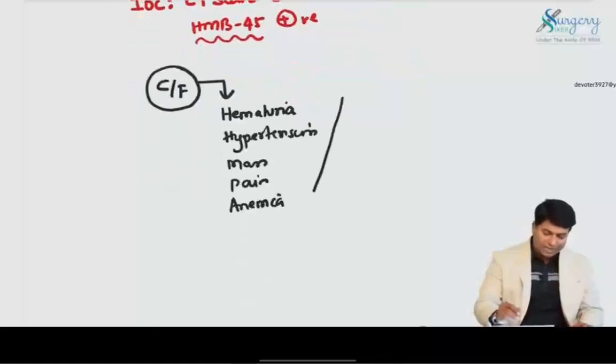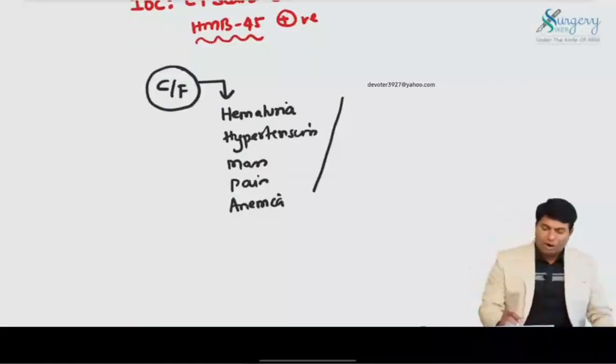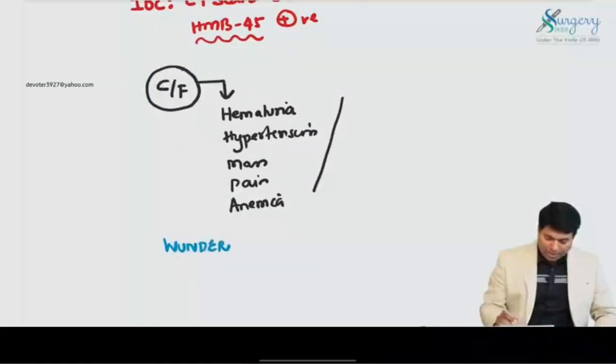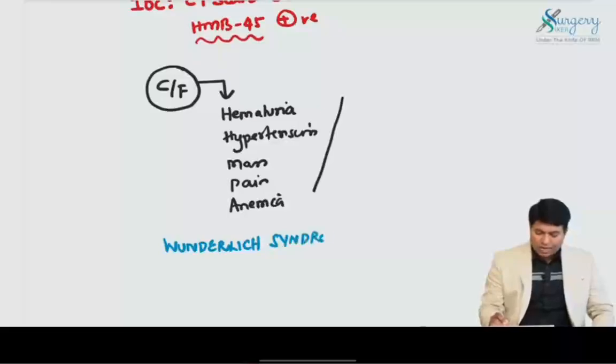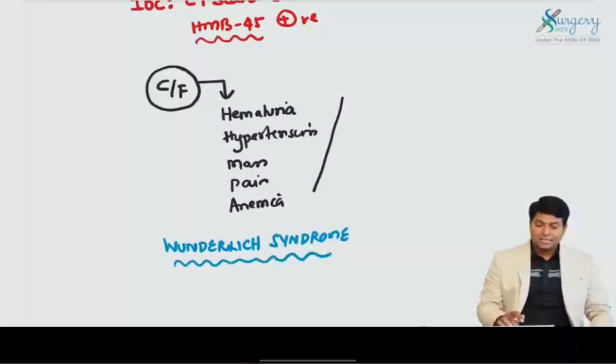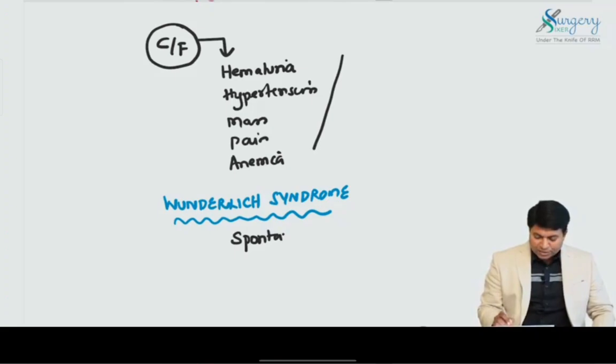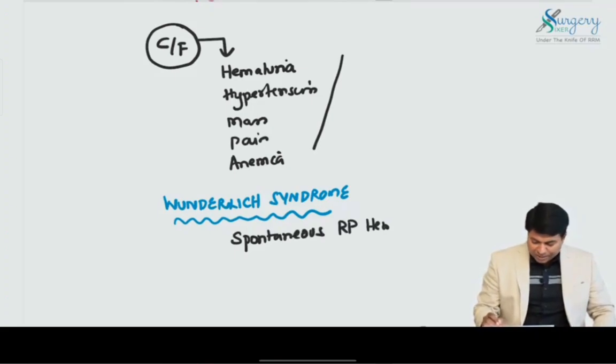One interesting point is that angiomyolipoma can rupture retroperitoneally and form a syndrome known as Wunderlich syndrome. This is an expected MCQ. What is Wunderlich syndrome? It is a condition in which there is spontaneous retroperitoneal hemorrhage.